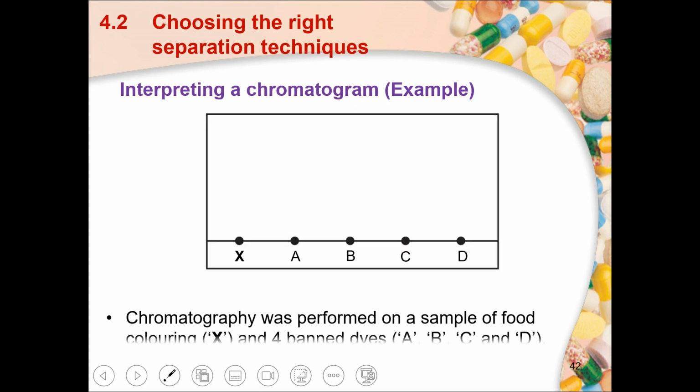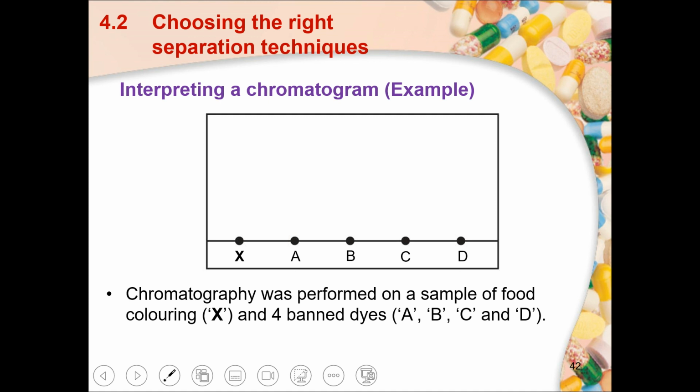So here's an example of interpreting a chromatogram. Let's say I have four substances which are not supposed to be in food: A, B, C, and D. Maybe all these things will make people sick if consumed. If you eat them, you will fall sick. And then we have some food coloring X, and we want to test, does X contain anything from A, B, C, or D? What we can do is perform chromatography.